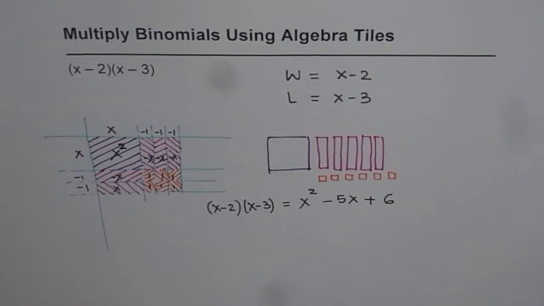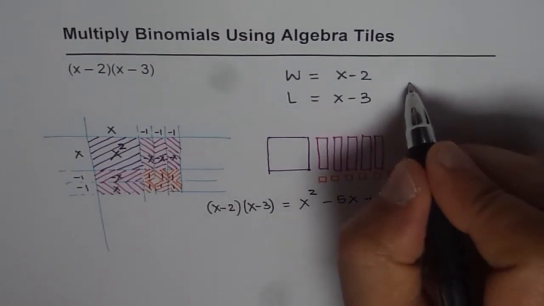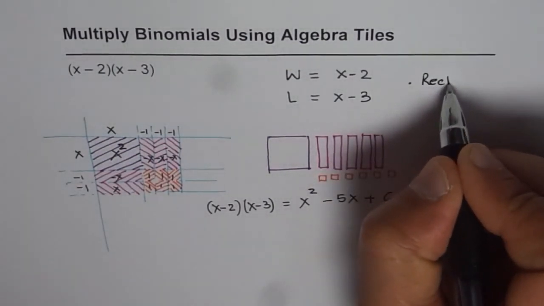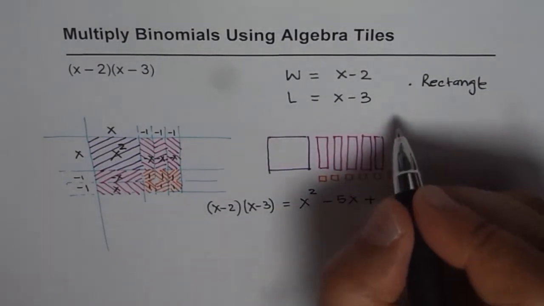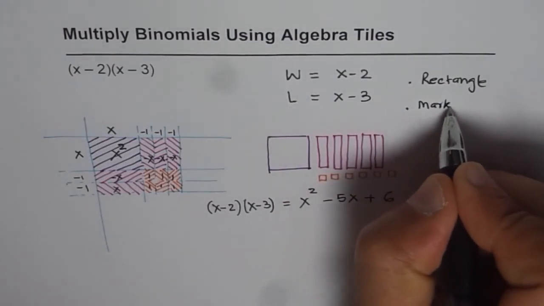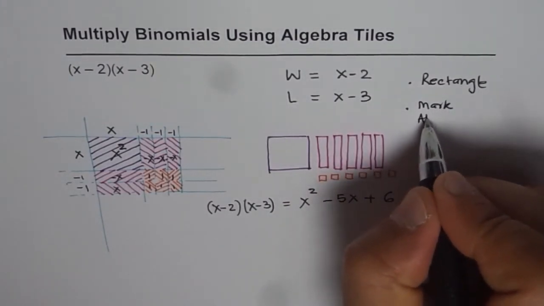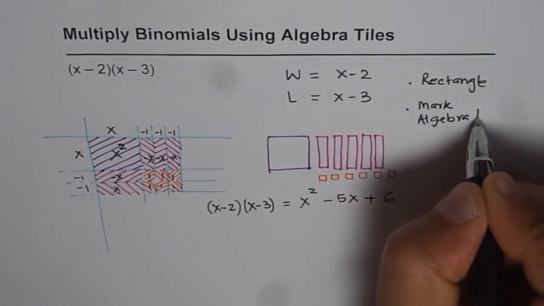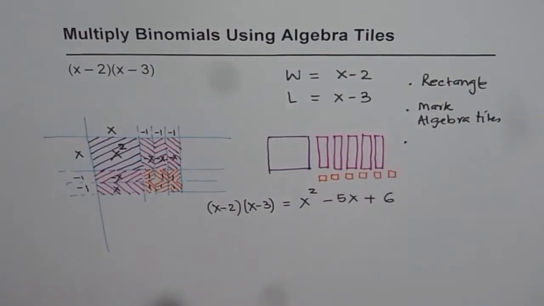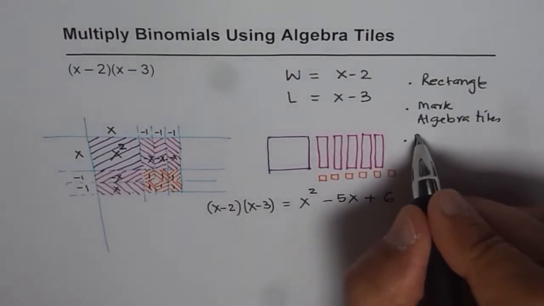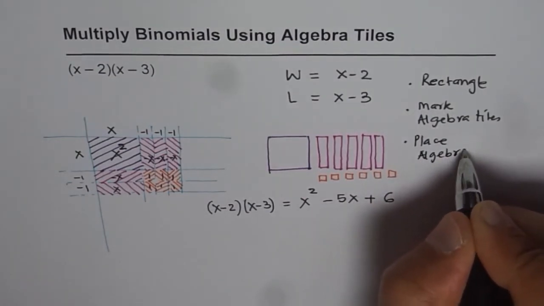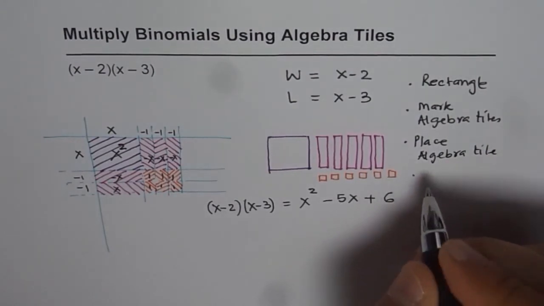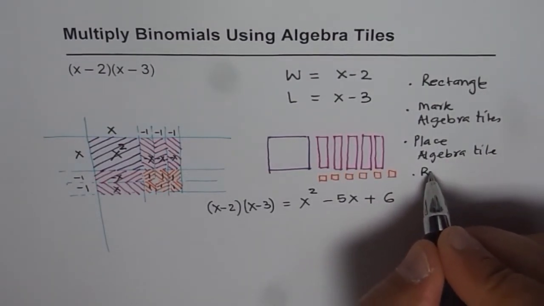So the steps involved are, first, define your rectangle. That means giving dimensions, width and length. The second step is mark algebra tiles. Third is to place the algebra tiles. And fourth is rearrange and count.